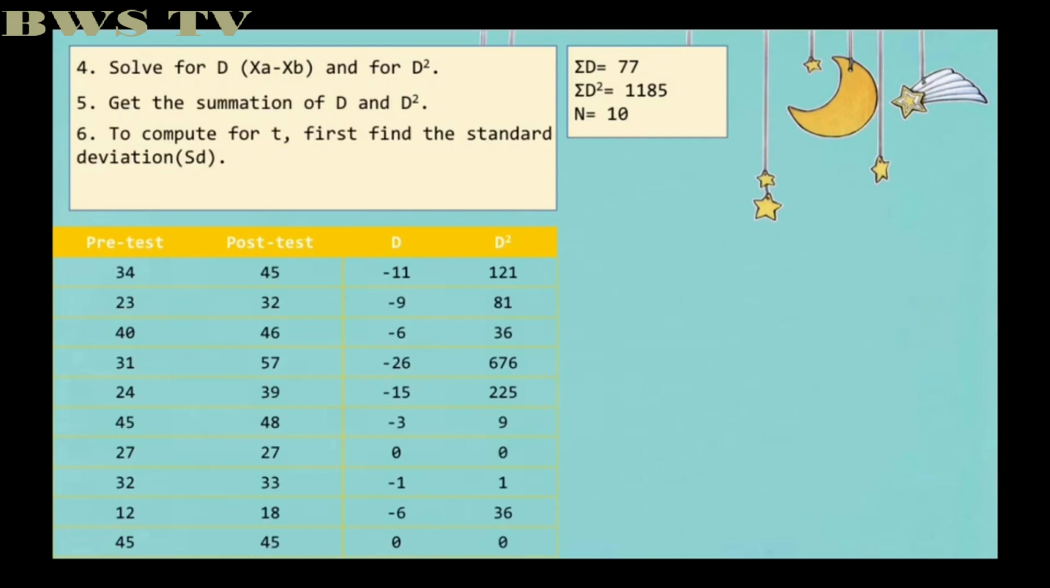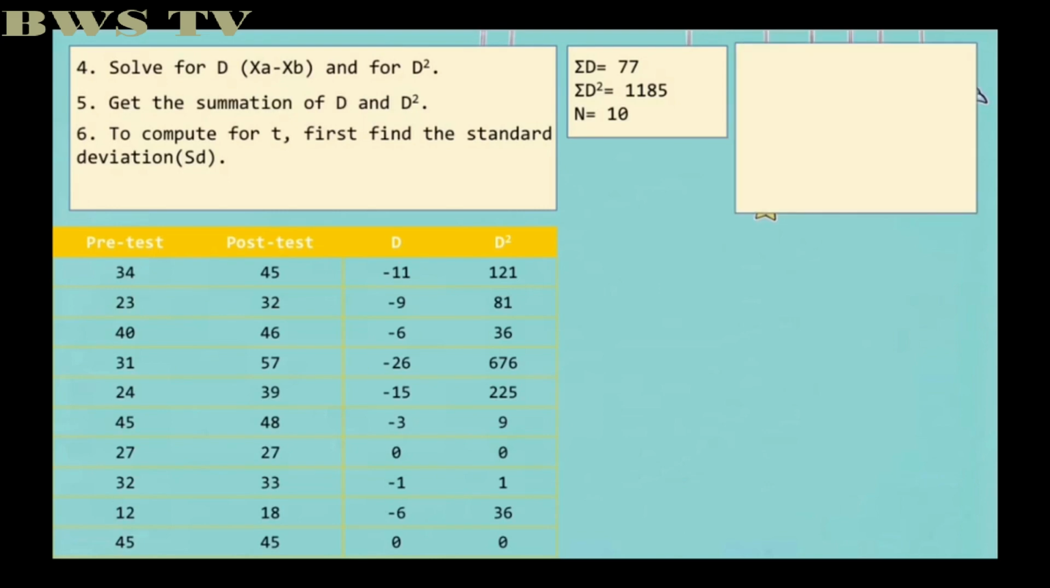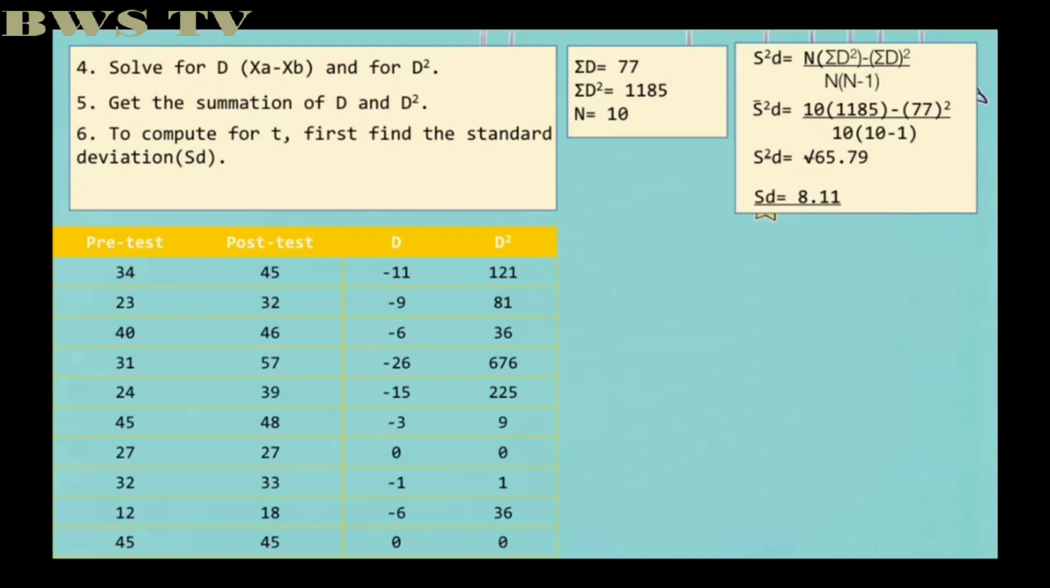Step 6. To compute for t, first find the standard deviation. Our formula for standard deviation: N times summation of D squared minus summation of D squared over N times N minus 1. Then we substitute 10 times 1185 minus 77 squared over 10 times 10 minus 1. Our value is 65.79. Then find the square root of 65.79. The answer is 8.11. That is our standard deviation.